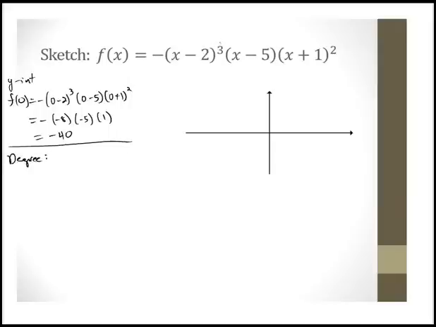The degree. I have a cube, so I have a degree of 3. Let's see, a degree 3 factor, a degree 1 factor, and a degree 2 factor. So 3 plus 1 plus 2 is 6. The lead coefficient would be -1. So considering my end behavior, the degree is 6, the leading coefficient is -1, the end behavior will be down, down.